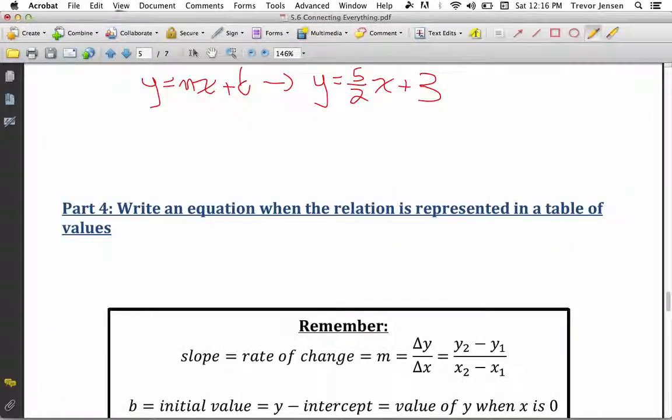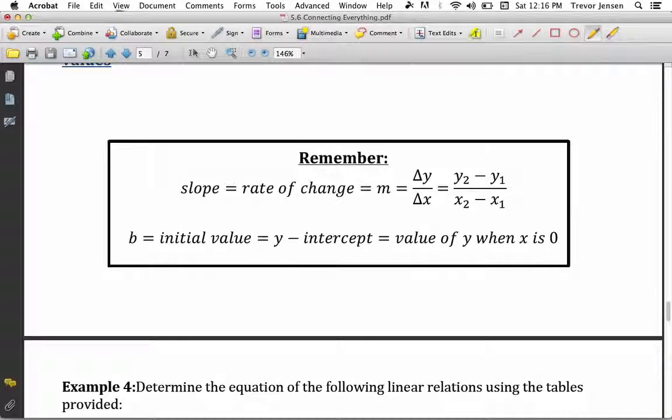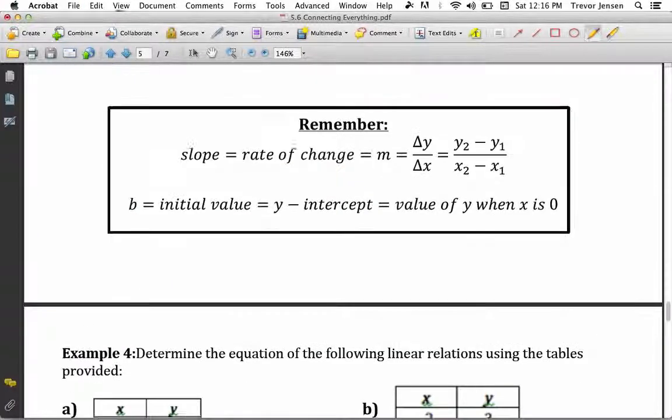Part 4, write an equation when the relation is represented in a table of values. So if I'm given a table of values for a relationship, I want to first be able to calculate the rate of change, or what we call the slope when it's represented graphically, and I'm also going to need the b value, the initial value. So that means what's the value of y when x is 0, and we know that that will be the y-intercept of the graph.